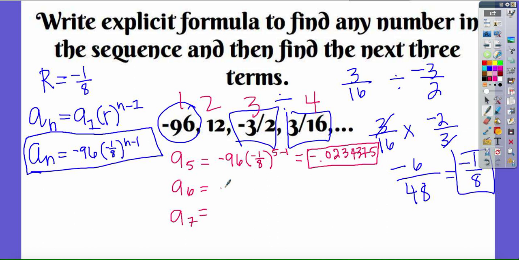So you would do the same thing to find the 6th and the 7th. I gave you a really hard problem. It wouldn't be this bad. We're probably going to use really clean numbers, but that's how you would do it.